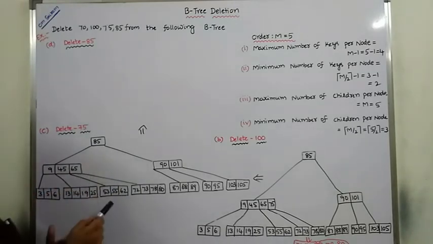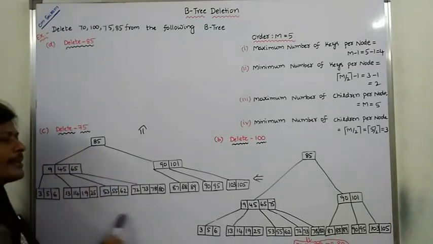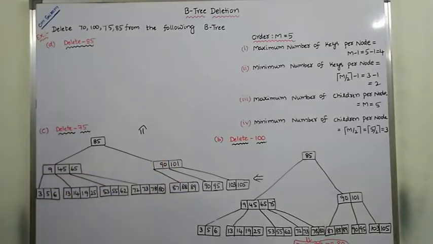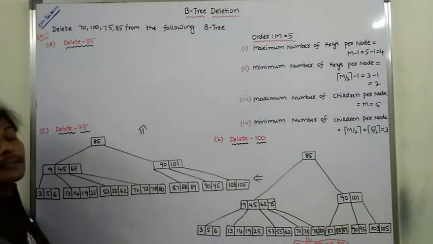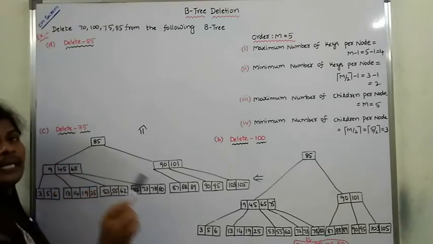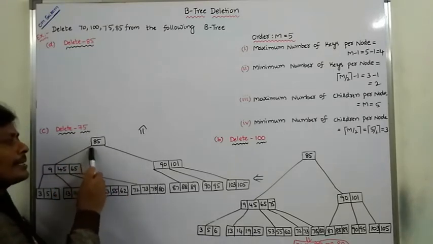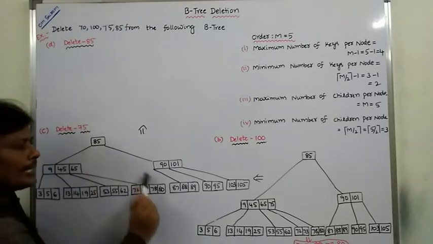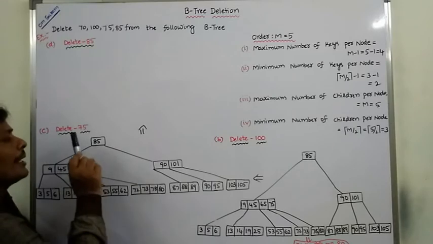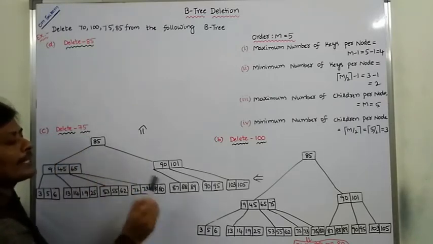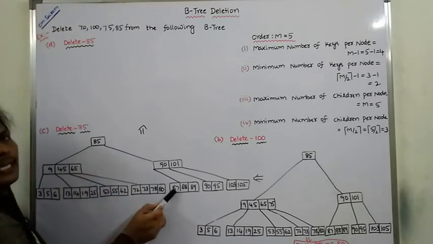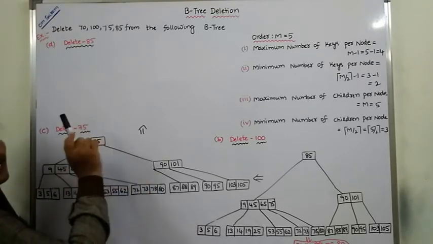Here we have to follow either the in-order predecessor of that node or the in-order successor of that node. Now I am considering the in-order successor, which means the minimum element in the right subtree. Here is the target key element, and this is the right subtree of that node. In this one, the minimum element is 87. Now 85 can be replaced with 87. After replacing 85 with 87, this is the B tree we are getting.